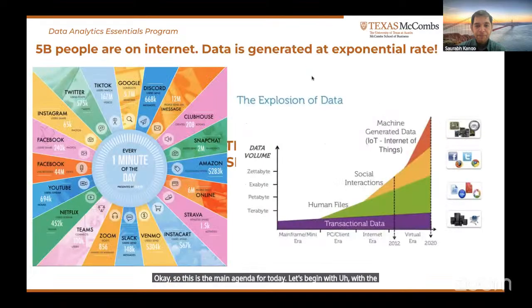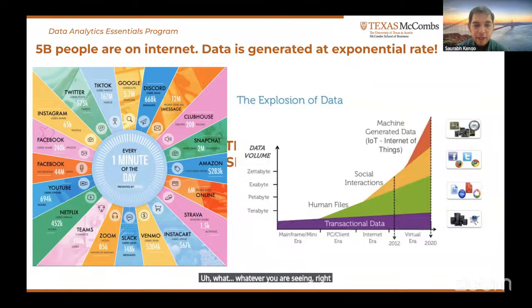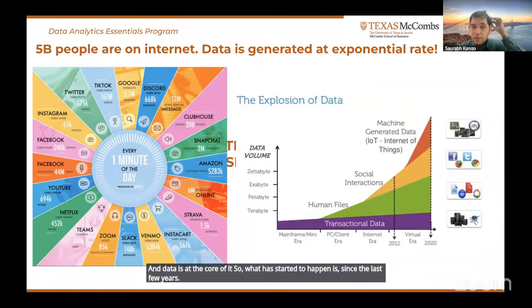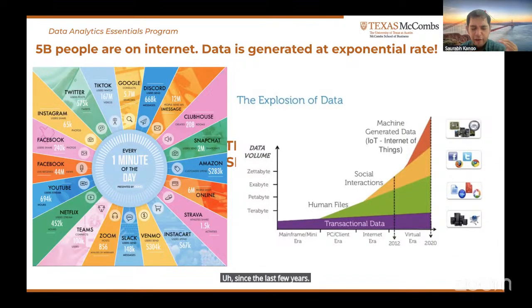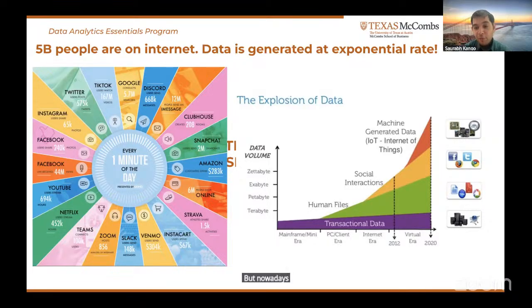Okay, now if you observe things around you, there's a massive change going on. Whatever you are seeing, right? The world is changing, with ups and downs, and data is at the core of it. So what has started to happen in the last few years is that every device that we work on, every device that you know about, is getting connected to the internet. Have you observed it? Your watch was a simple watch which would tell you the time, but nowadays the watch is a smartwatch, and it is smart because it is capturing a lot of your data.